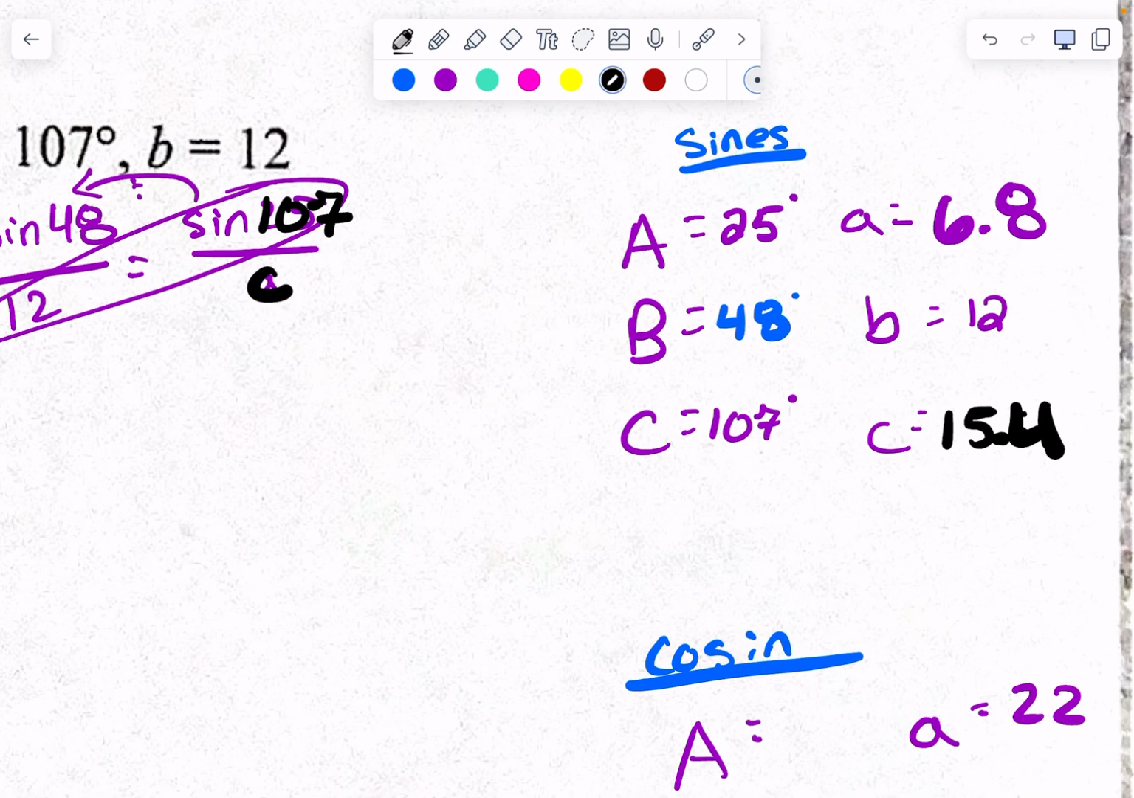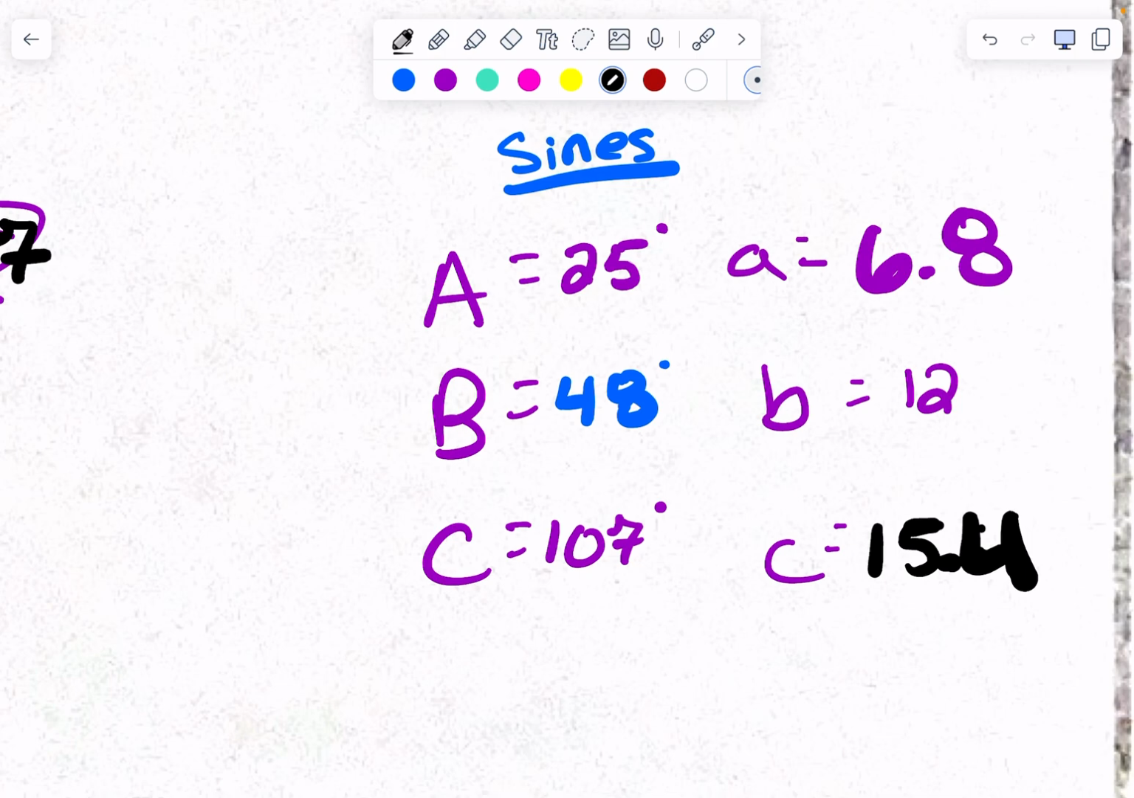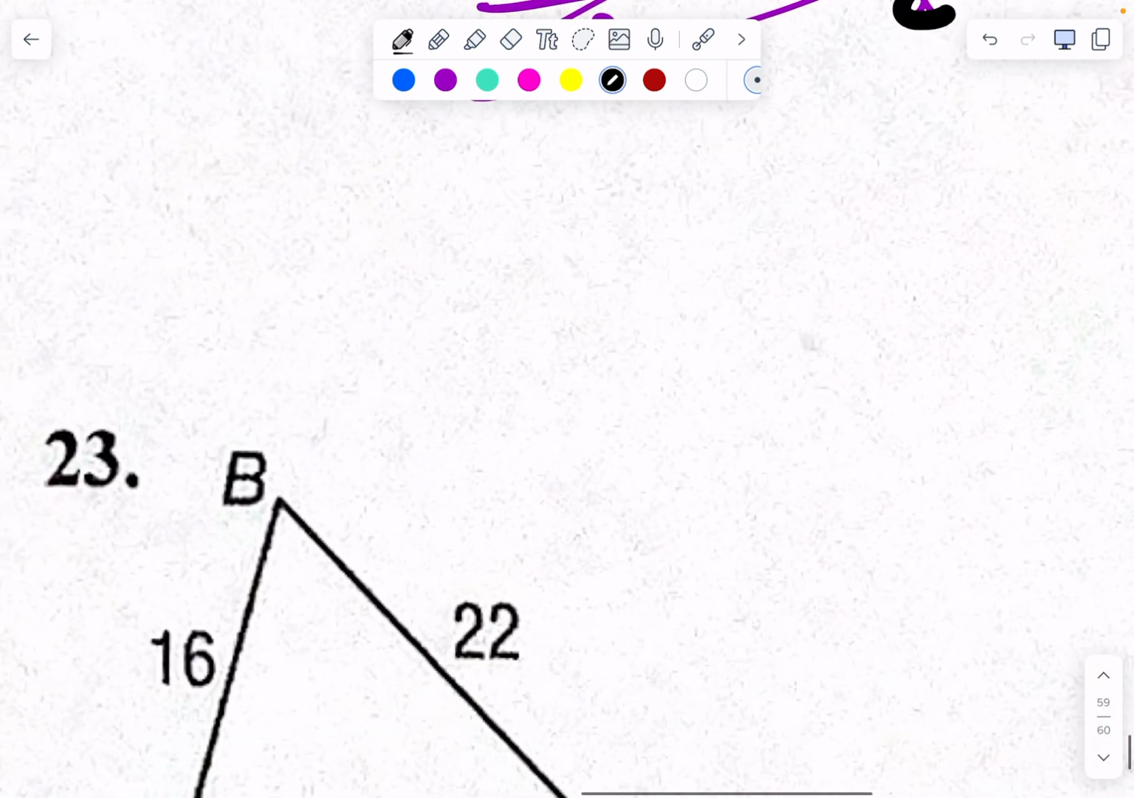Okay, did you get that for 21? 6.8 and 15.4, maybe? Yeah? Opposites are correct. Big and big, small and small. Yeah? Okay, do we want to do 22 or 23 together?